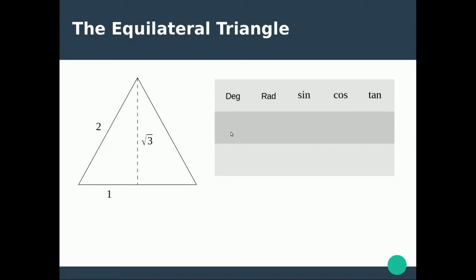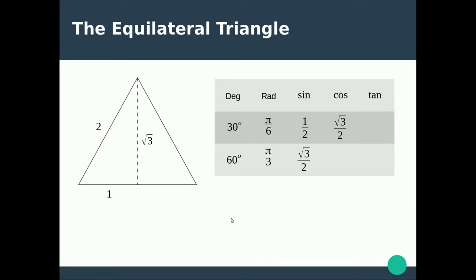So we're going to have a column for degrees, radians, sine, cosine, and tangent. We've got 30 degrees for up here, 60 degrees for down here, and the corresponding angles in radians are going to be pi by 6 and pi by 3. Well, sine of 30 degrees, we're going to start here, so it's opposite over hypotenuse, 1 over 2, so it's a half. And sine of 60 degrees, starting here, it's going to be opposite root 3 over hypotenuse 2, root 3 over 2.